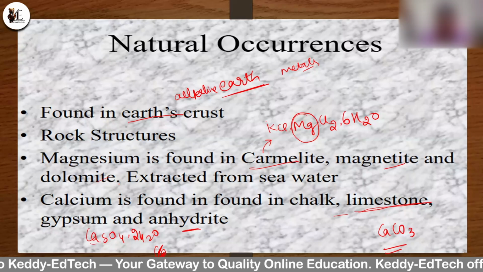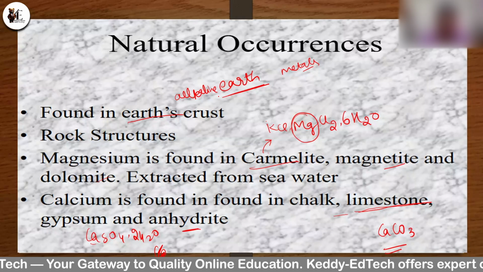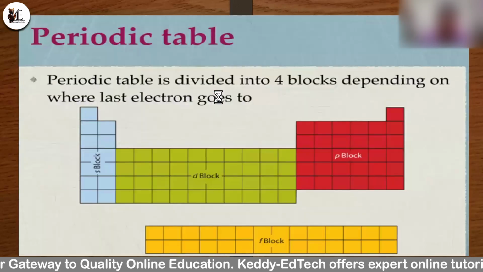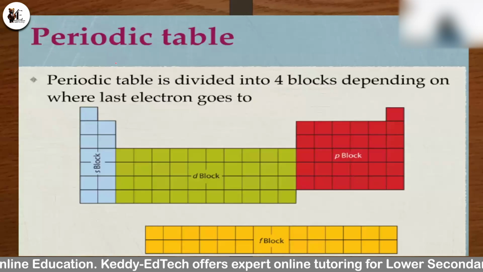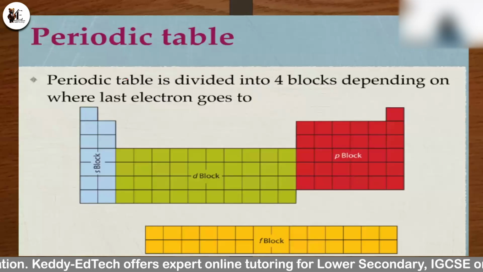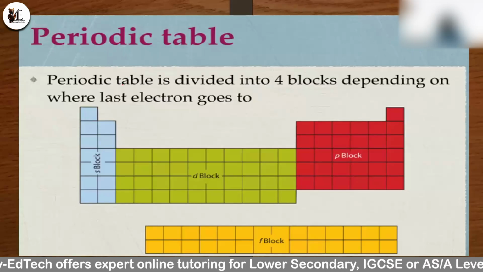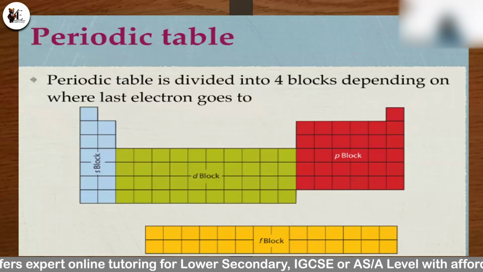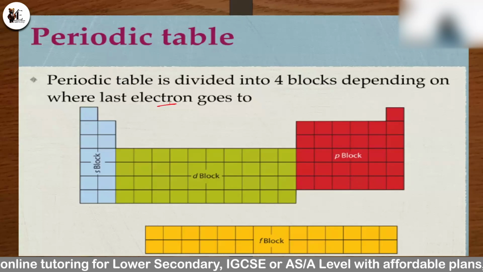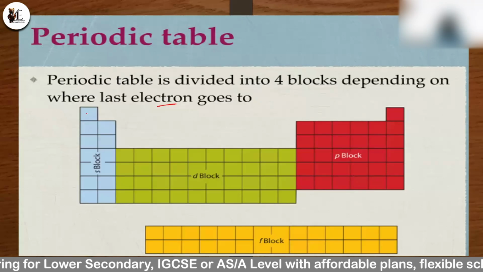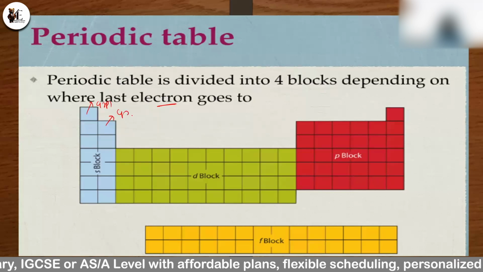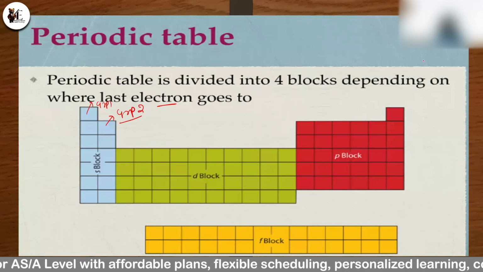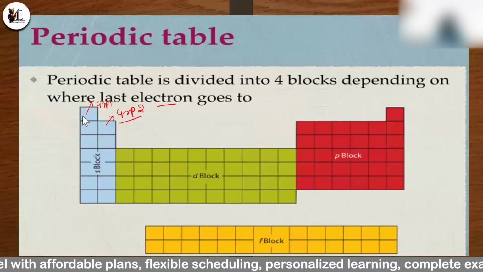Yes, ma'am. Now this is the periodic table. This is the structure of the periodic table. It is divided into 4 blocks depending on where the last electron goes to. For example, this is known as group 1. This is known as group 2. So can you tell me how many groups are there in the periodic table?